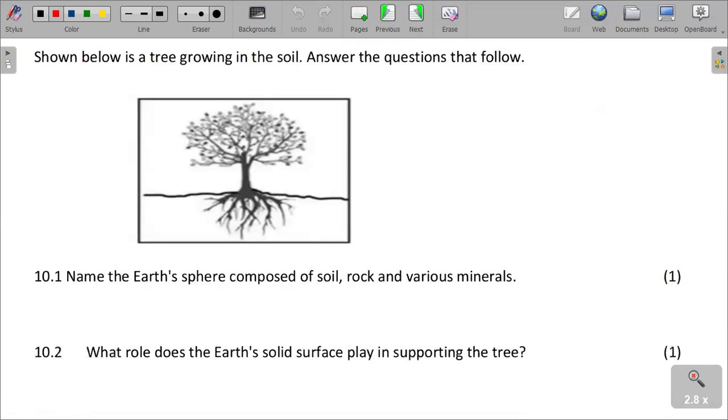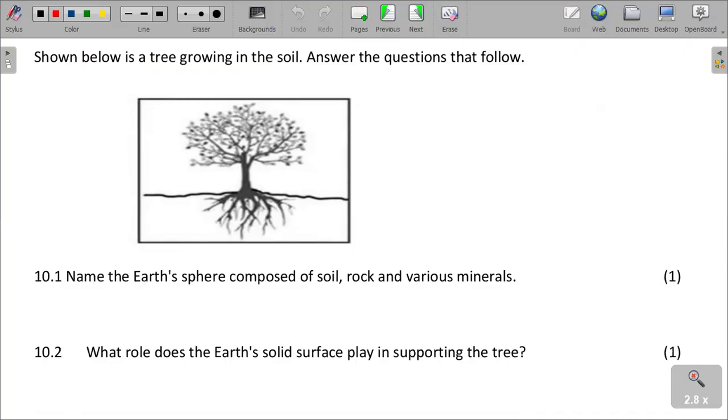We have a diagram showing the soil. Answer the questions that follow. The first question is: name the earth sphere composed of soil, rock, and various minerals.